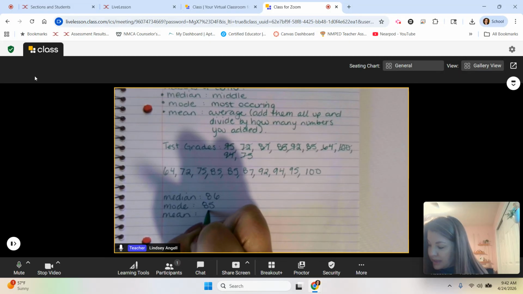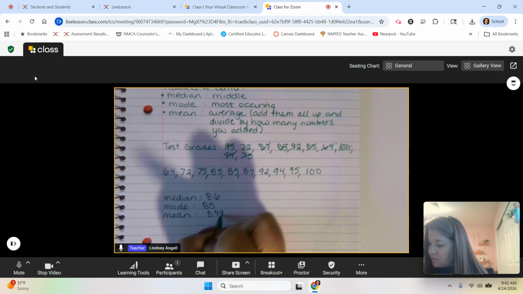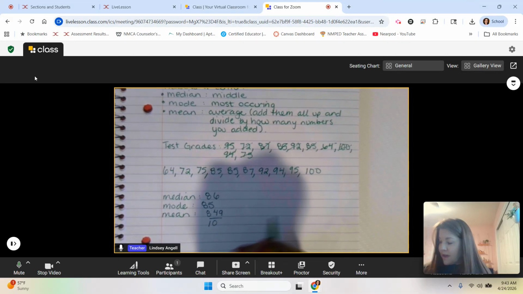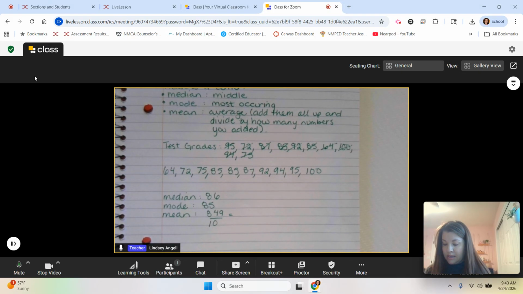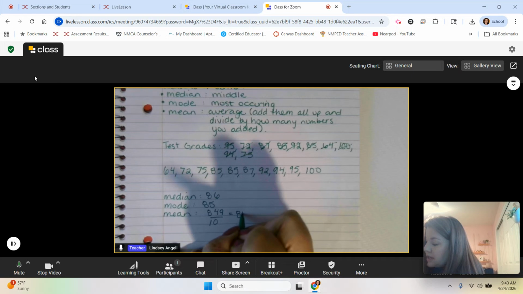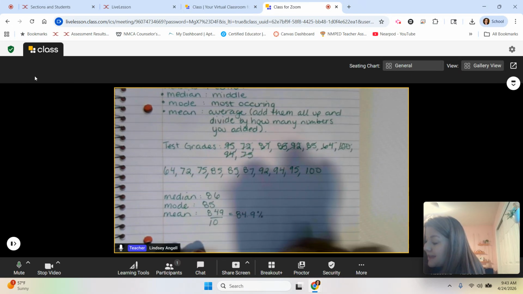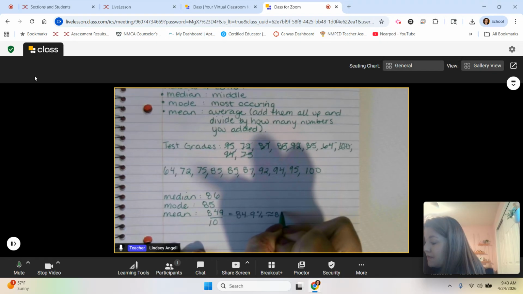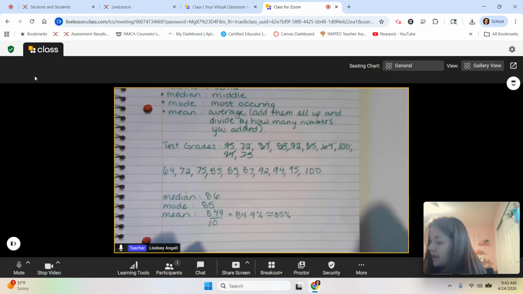So that gives me 849, and then I need to divide that by 10 to get the mean or the average score, which is an 84.9% or about 85%. Okay?